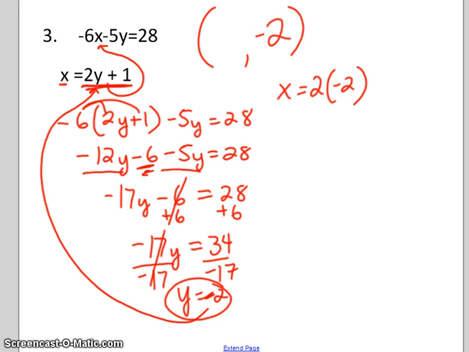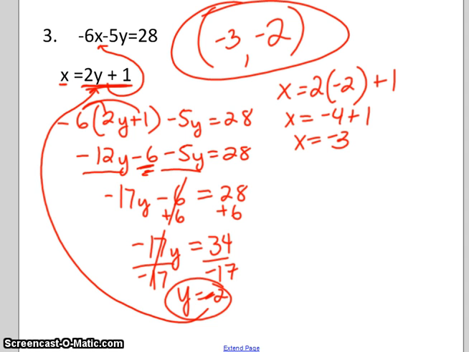X equals 2 times y, or x equals 2 times negative 2, plus 1. X equals negative 4 plus 1. X equals negative 3. Okay, and you could check your answer again by plugging the values of negative 3 and negative 2 in for x and y.